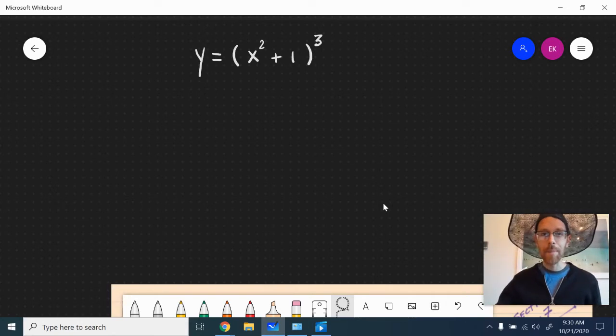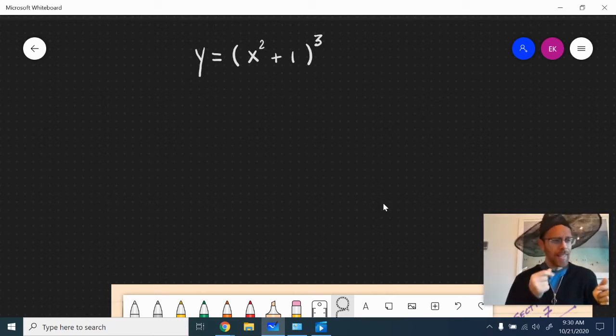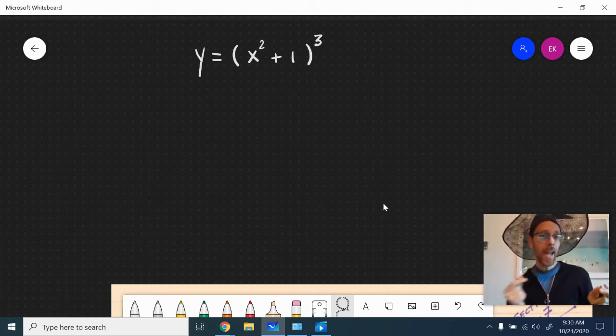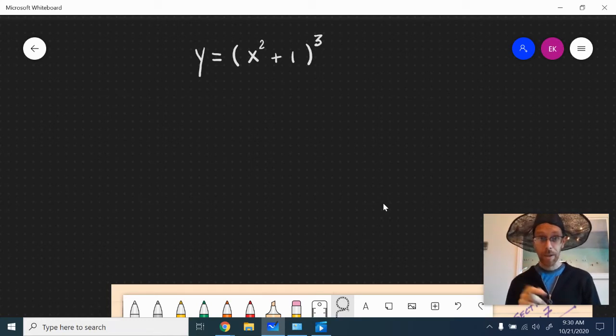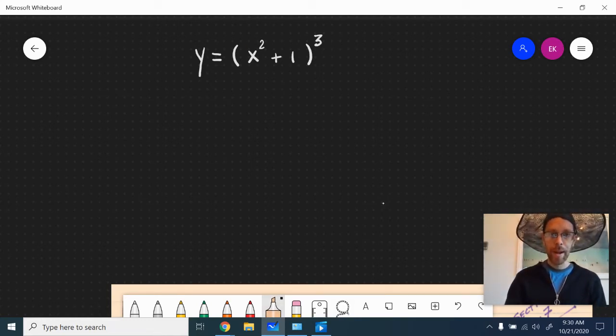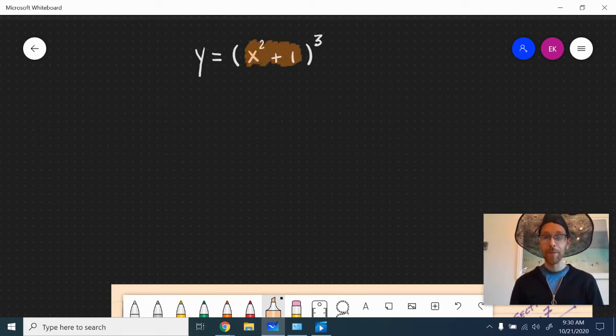And today we're going to be talking about something called the chain rule, or as I like to call it, the chain of rules. So anyway, here's the idea for the chain rule. You use the chain rule when you have something that is called a composite function. A composite function is any function where you have an inside and then you have a different outside.